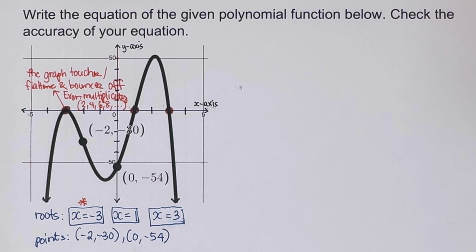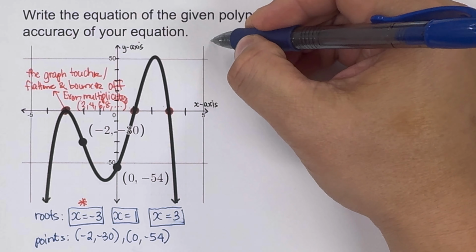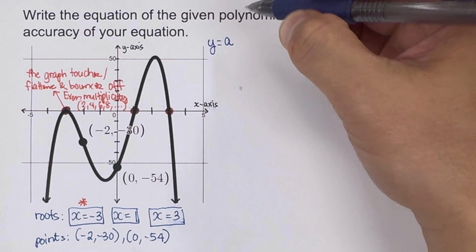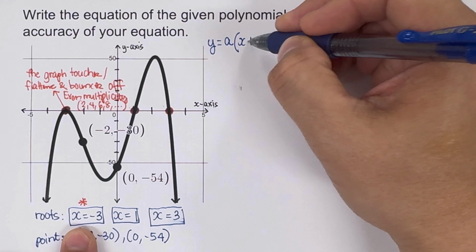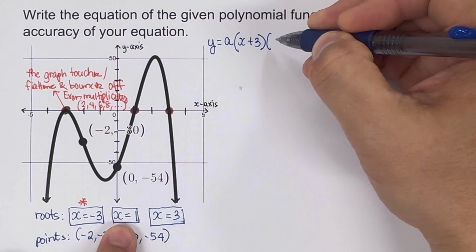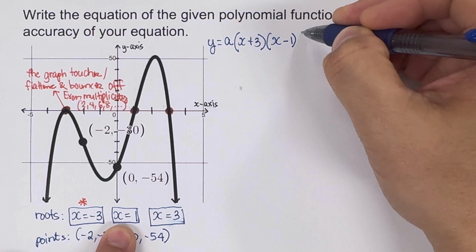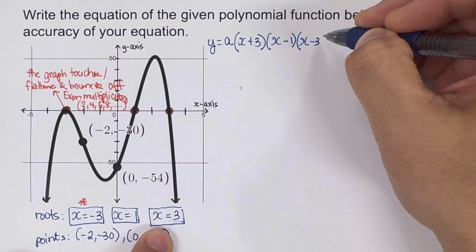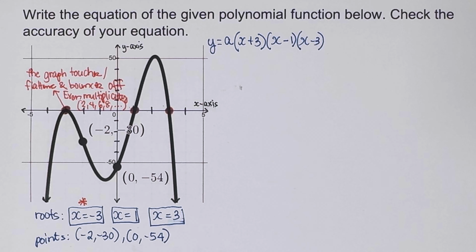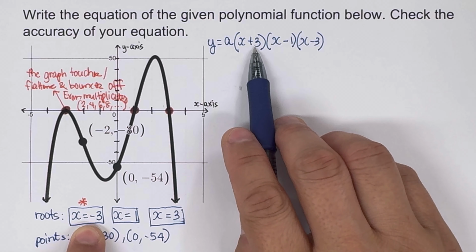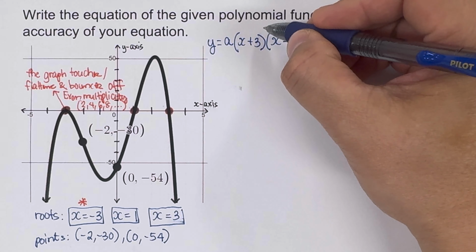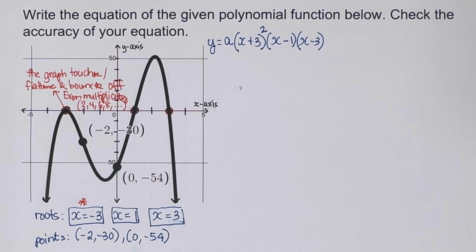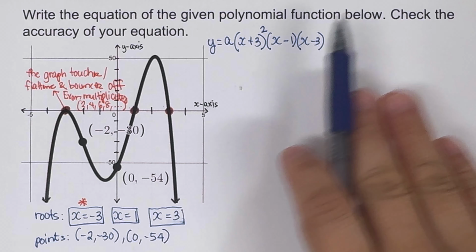So let's go ahead and set up the equation for this graph. We start by writing y equals a. Then we're going to use the roots that we have here. The first one would be (x + 3), and then we also have (x - 1) and (x - 3). Now, please remember that there is multiplicity on x equals -3, so this one right here will have an exponent of either 2, 4, 6, 8. But for this problem, let's try 2 first. We are going to check our work to see if 2 works for this problem in a little bit.